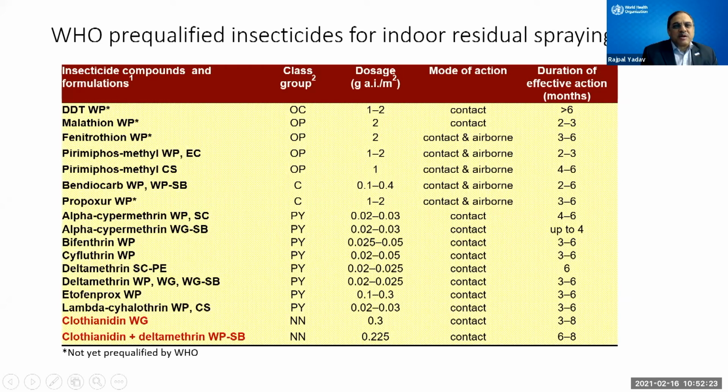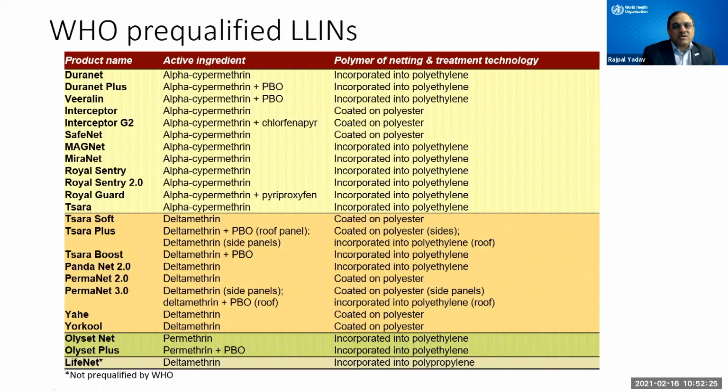Then this is a slide that summarizes the WHO pre-qualified long-lasting insecticidal nets. We have recommended basically nets with 3 pyrethroid compounds. One group of nets contains alpha-cypermethrin. Some nets may contain PBO or chlorfenapyr or pyriproxyfen. The second group of long-lasting nets contains deltamethrin. Once again, it may contain PBO as a synergist. And the third group is permethrin nets. There are just 2 nets, one of which contains PBO.